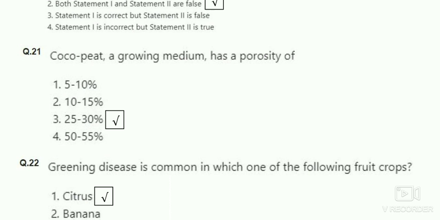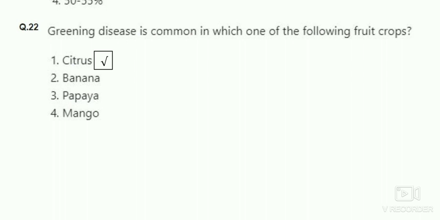Greening disease is common in which of the following fruit crops? It's in citrus, caused by a bacterium, short form CLas, Candidatus Liberibacter asiaticus. The symptom of greening disease and zinc disorder are nearly the same. So sometimes they may ask which nutrient deficiency has the same symptoms as greening disease. So just click on zinc.